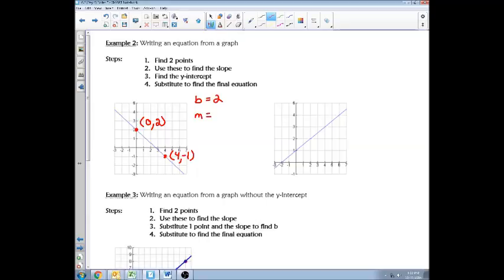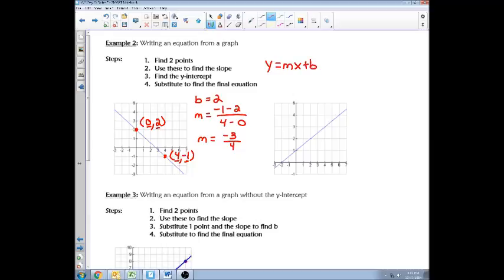Remember, y2 minus y1 over x2 minus x1. So it'll be negative 1. That's my y2. This is my y1, minus 2, over x2 minus x1. I'm sorry, I apologize. So now my slope: negative 1 minus 2 would be negative 3, and 4 minus 0 would be 4. Now that I have my m and my b value, remember our formula is mx plus b.